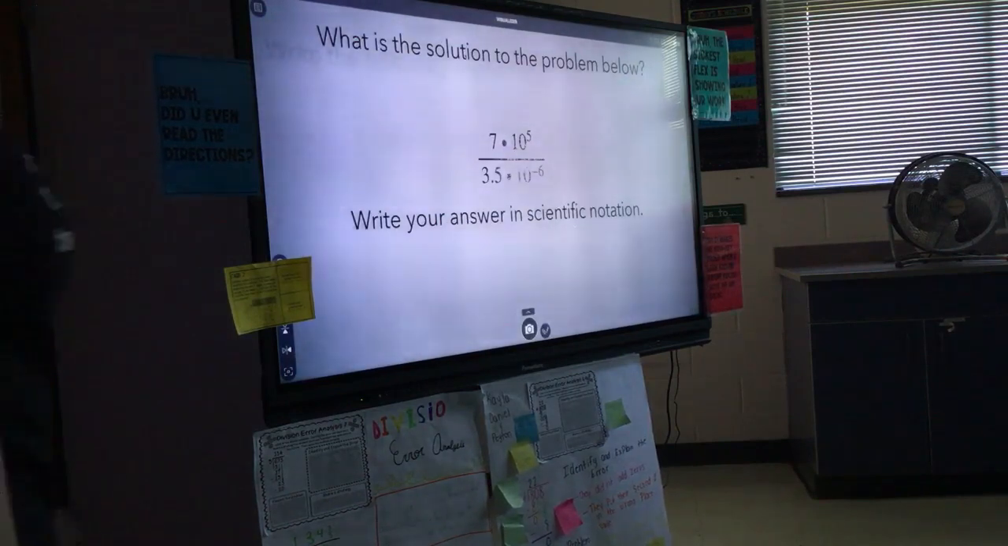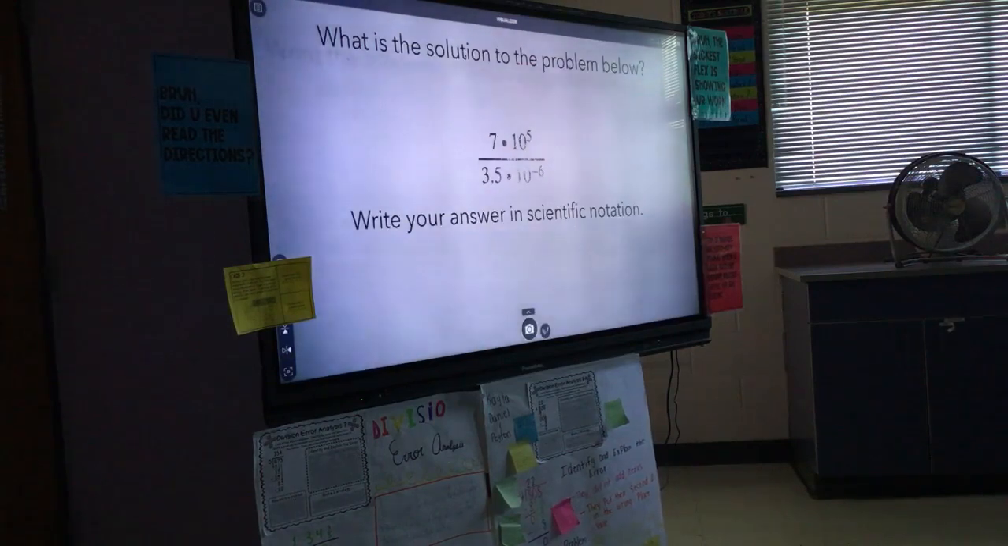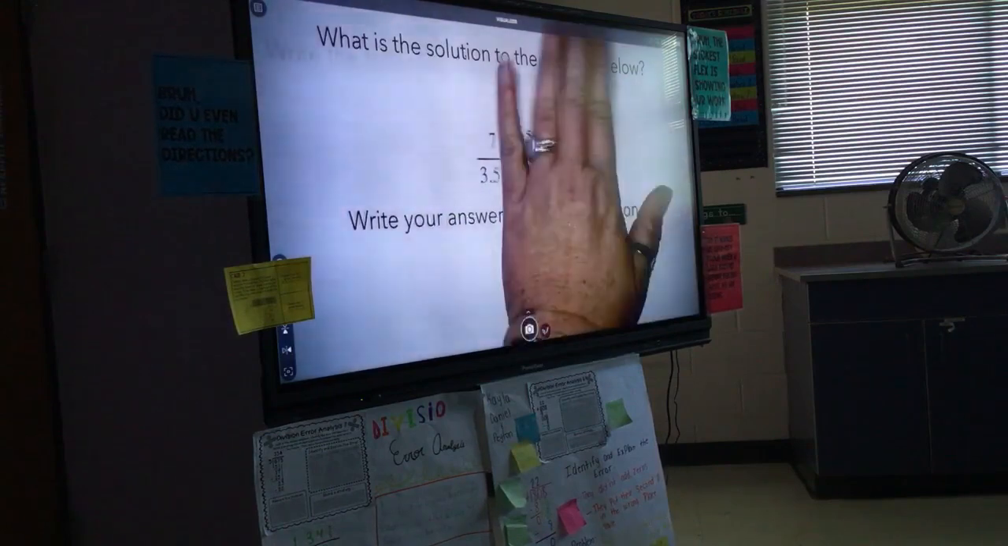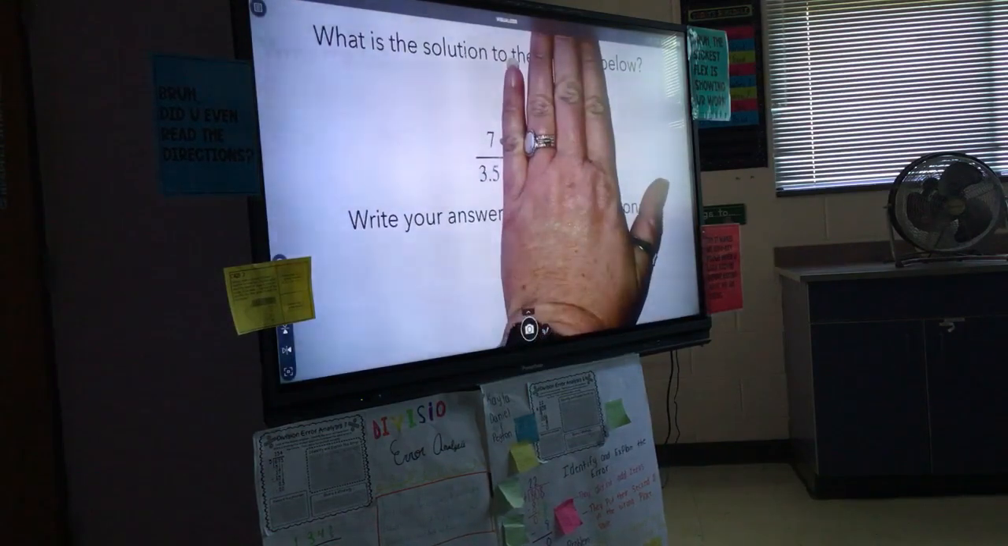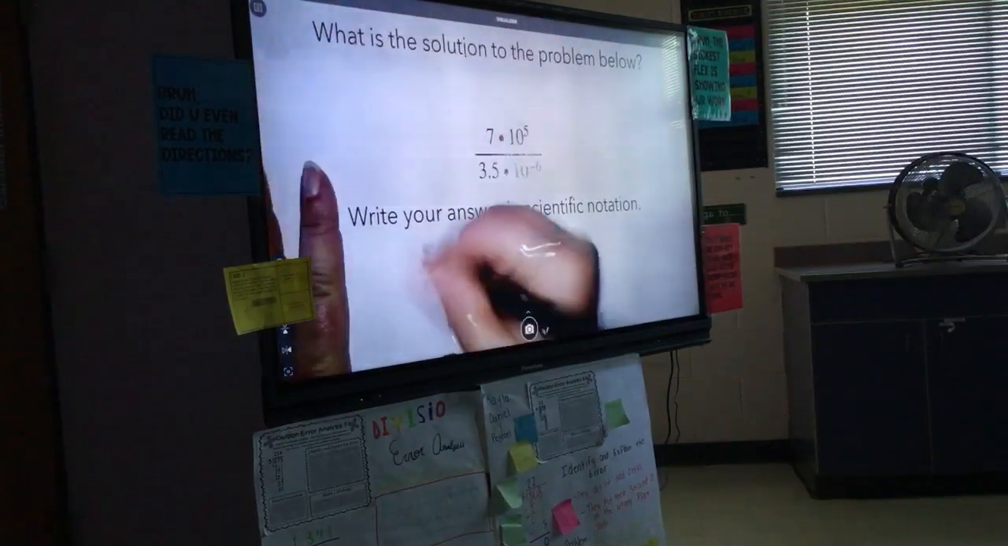Alright, I'm gonna put some of y'all out of your misery. When I got to this part on the test and I was going through your test questions, I was like, what? Because it went against every rule that I had taught myself. So I broke it down into sections. So this one, 7 divided by 3.5 is what? 2. So that's the first part.